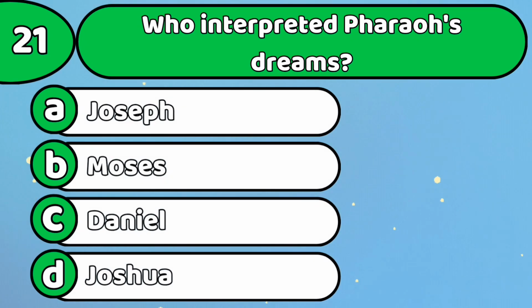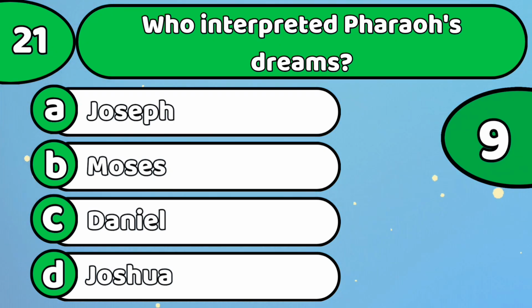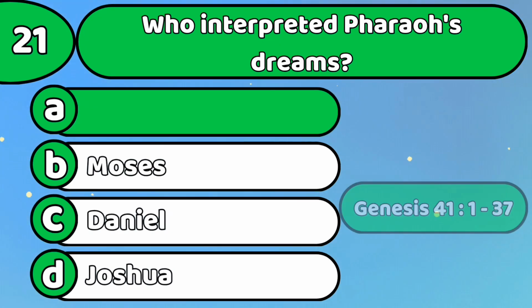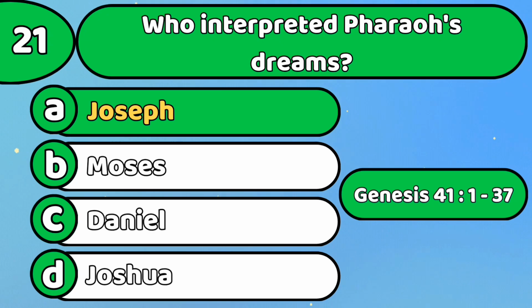Question 21. Who interpreted Pharaoh's dreams? A. Joseph, B. Moses, C. Daniel, or Joshua. Time to think. Reference: Genesis chapter 41, verses 1 to 37.